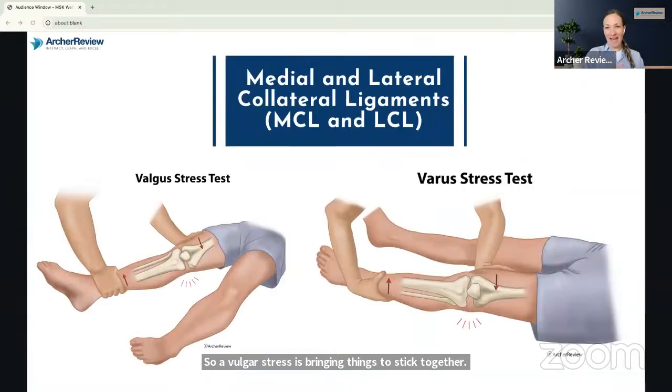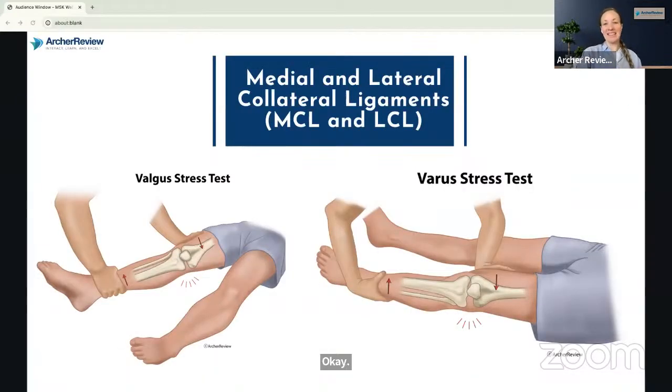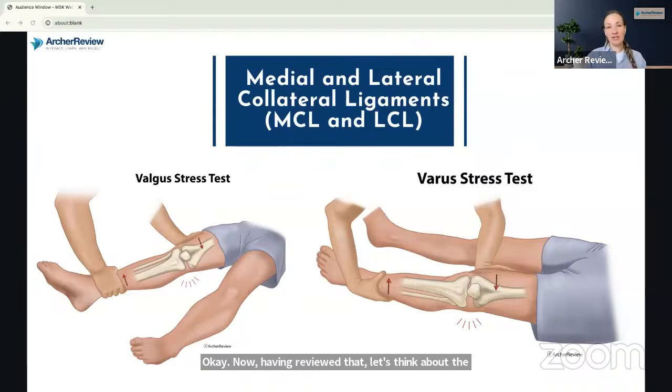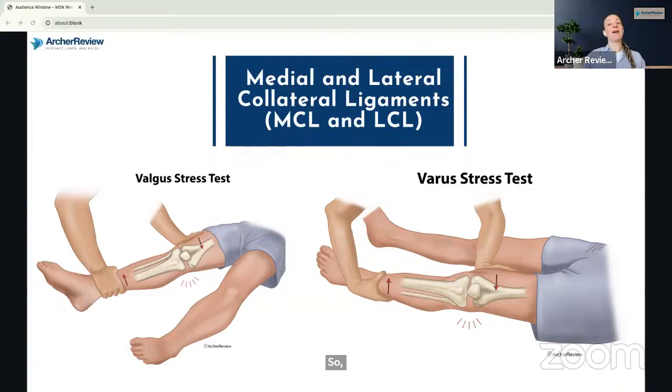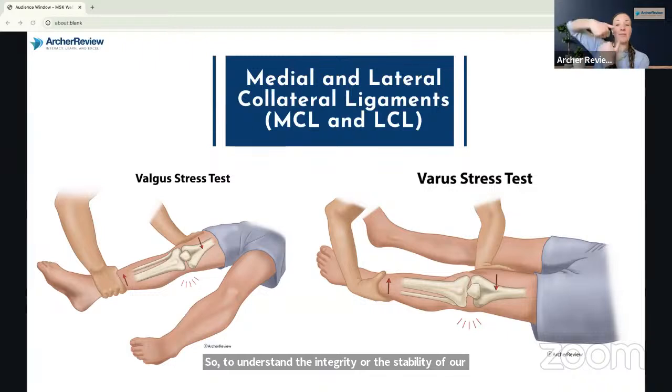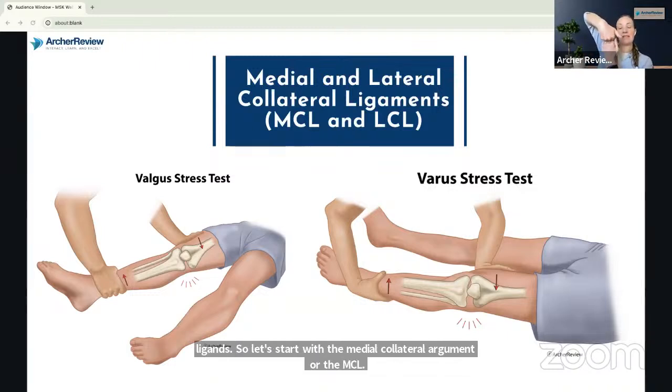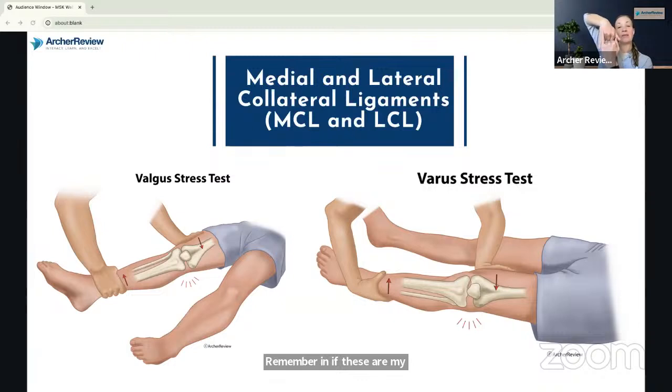Now, having reviewed that, let's think about the stress tests we're going to do, these special tests to understand the integrity or stability of our ligaments. So let's start with the medial collateral ligament, or the MCL. Remember, if these are my knees, this is the MCL, and my pinkies are going to be the LCL. Okay, so when we're applying valgus stress, we're thinking about what is the job of our MCL?